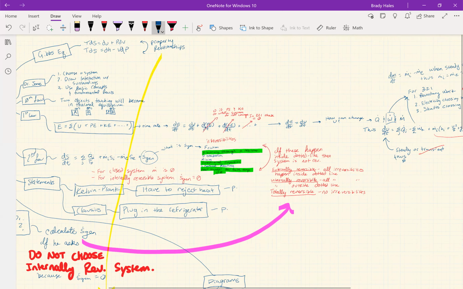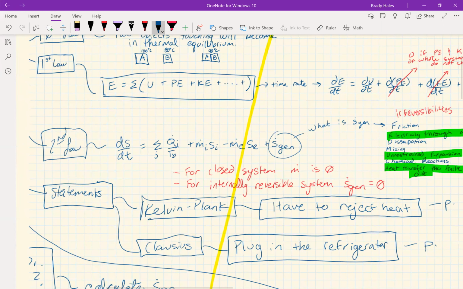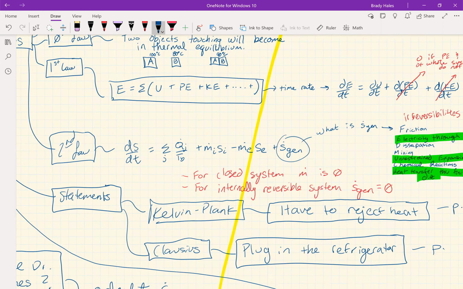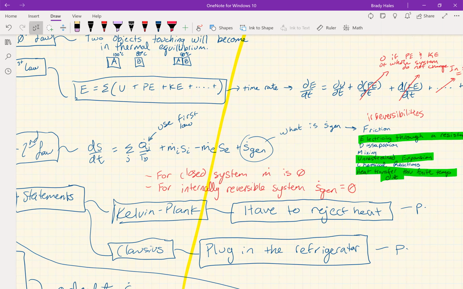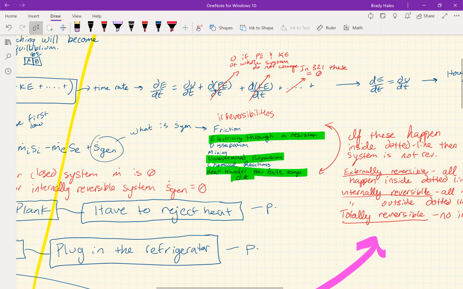Then we came over and said, okay, let's talk about our second law. So we have the change in entropy with regards to time equal to this equation here, right? And we can use first law here if we need to. Okay, S dot gen, this is where we talked about irreversibility. So we talked about the 7 irreversibilities that can occur, and then we highlighted in green the ones that are important to this class: electricity, unrestrained expansion, meaning no piston, as well as heat transfer through a finite temperature difference.